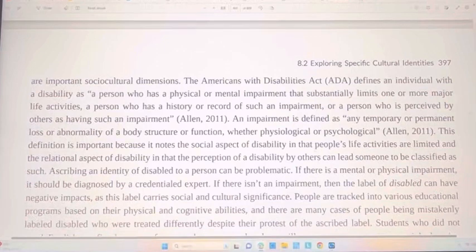An impairment is defined as any temporary or permanent loss of or abnormality of a body structure or function, whether physiological or psychological.